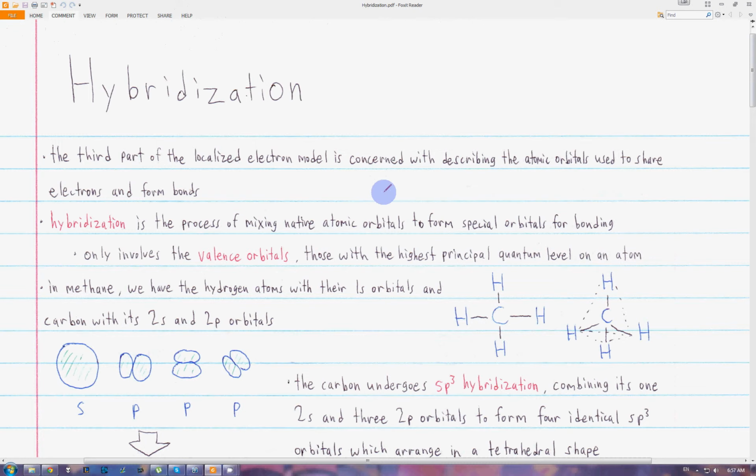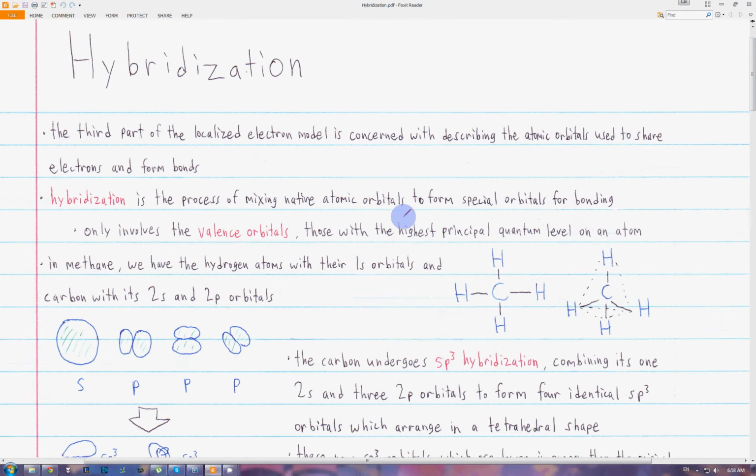So it turns out when an atom forms a molecule, it actually creates whole new orbitals just for bonding. And this process is called hybridization. And so hybridization only involves the valence orbitals, which are those with the highest principal quantum level that an atom has. So for example, in methane, CH4, the hydrogen atoms will use their 1s orbitals because that's the highest quantum level. And then carbon will use its 2s and 2p orbitals.